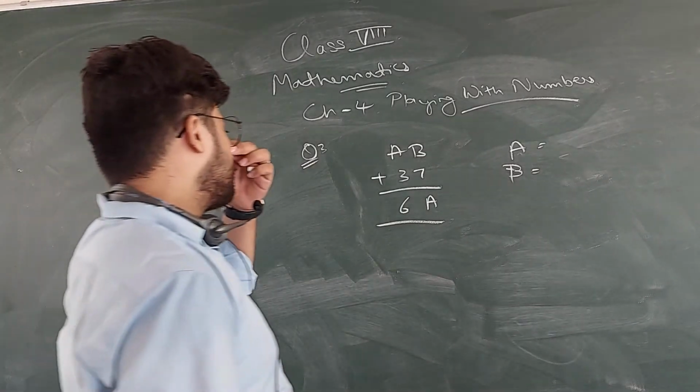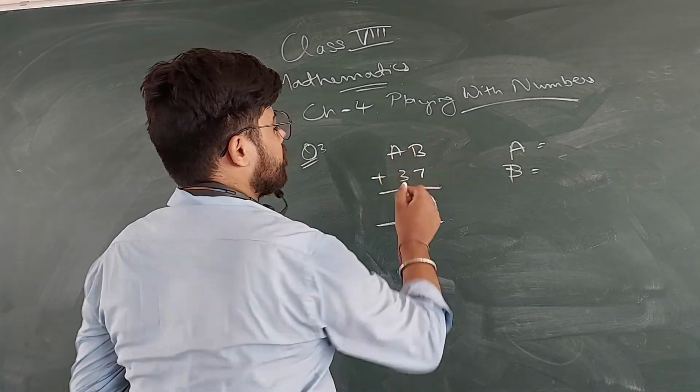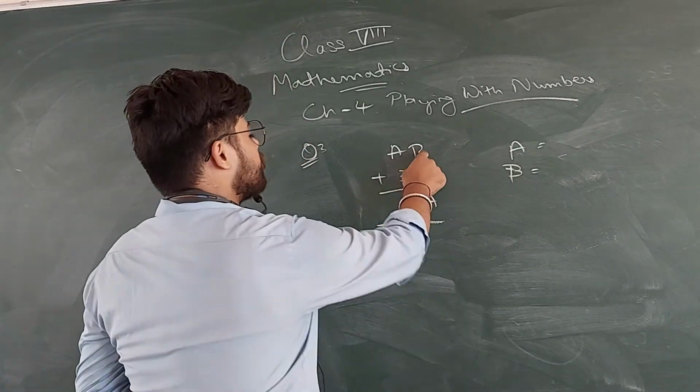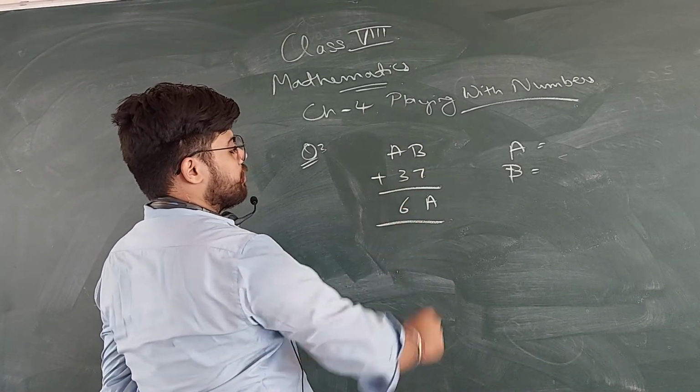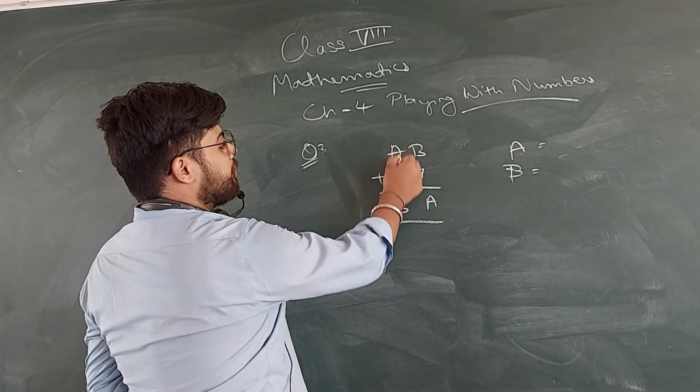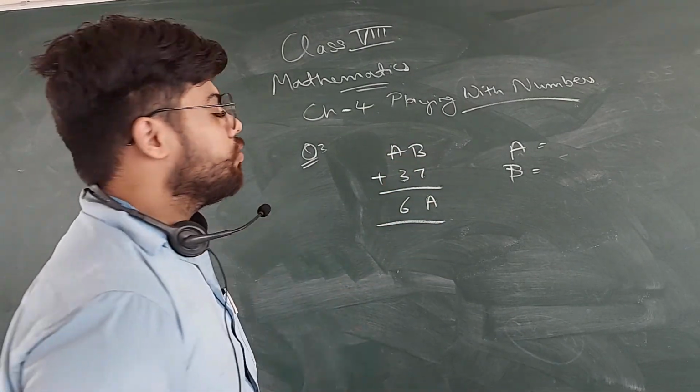5. Suppose if I take B value is 1, 1 plus 7 is 8. Here 8 will come. Then A value is 8. 8 plus 3, 9, 10, 11. But the answer coming is 6. Means B value is not 1.